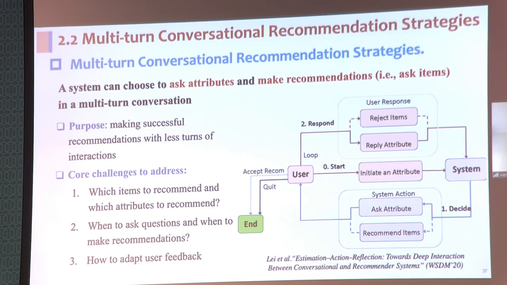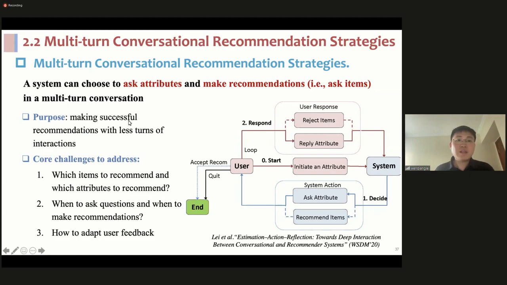So actually, we should not only consider what question to ask for each turn. Instead, we need to consider the session-based performance, right? In a session, the system can choose to ask attributes and make recommendations. Here, making recommendations is identical to asking items in the previous subsection. What we want to emphasize is that in a conversational recommendation session, a system can choose to ask attributes and make recommendations. In a multi-turn conversation, a system is free to choose whether to ask or make a recommendation, as long as it can make successful recommendations with fewer turns of interactions.